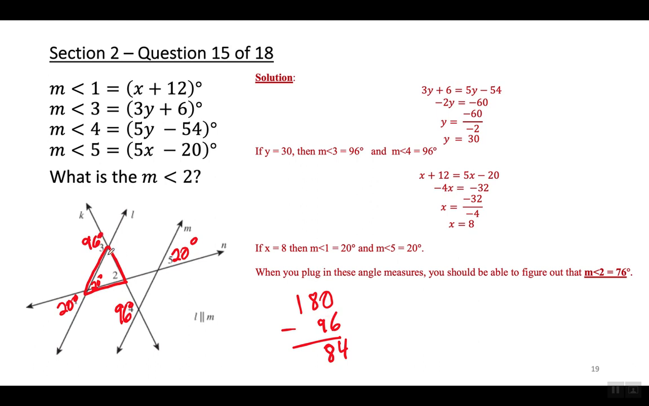All right. So these two angles are linear pairs, so that means that this angle right here is 84 degrees, okay?